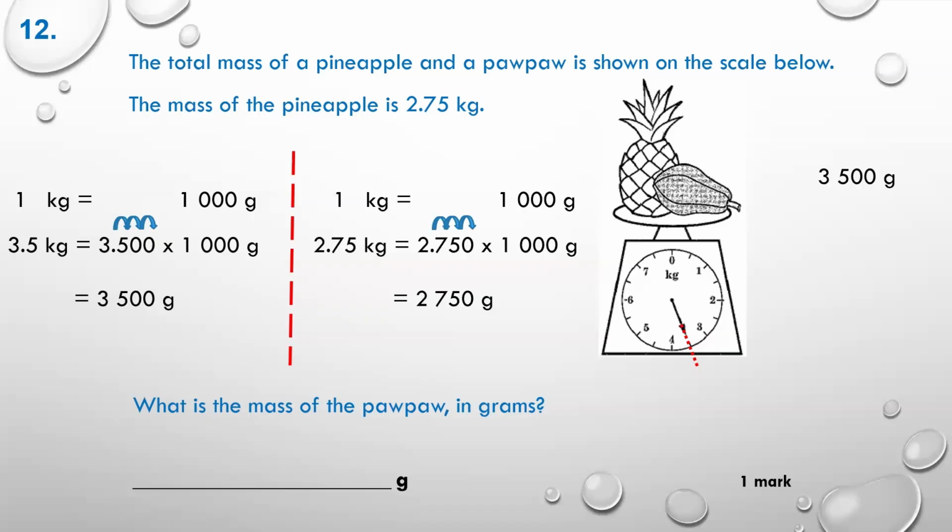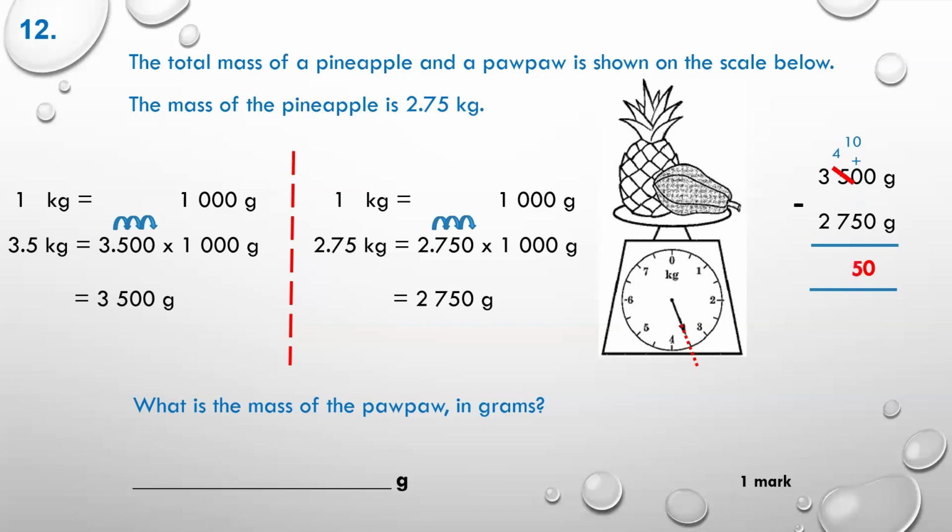So if the total weight is 3,500 and the weight of the pineapple is 2,750 grams, what's the mass of the pawpaw? Well, we have to subtract it. And we now say 0 minus 0. Well, that's simple enough. We have 0 minus 5. But what we realize is, it's really how many tens? We have 50 of those minus 5. So that will give us 4, and we can carry 1 across. So it'll be 10 of those. 10 and 0 is 10. 10 minus 5 is 5.